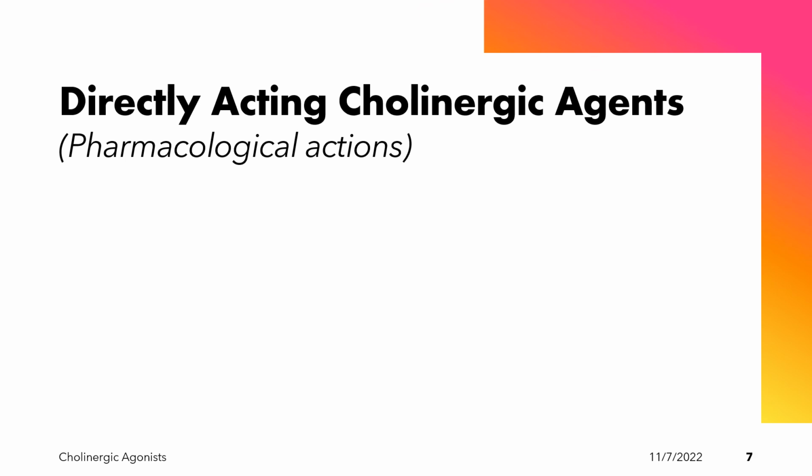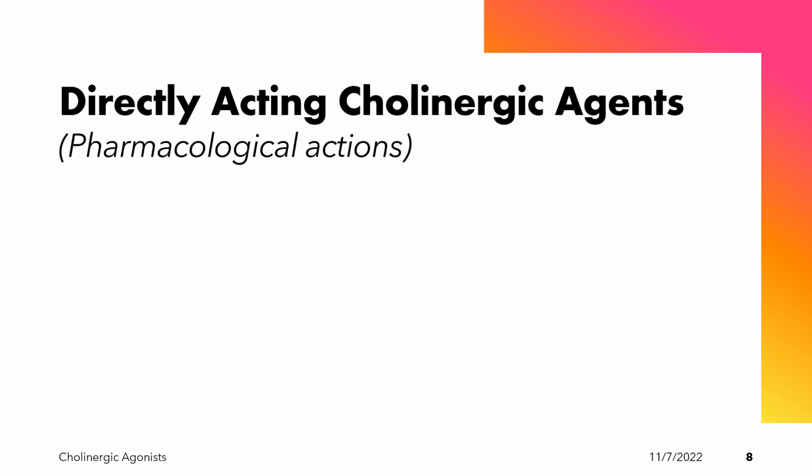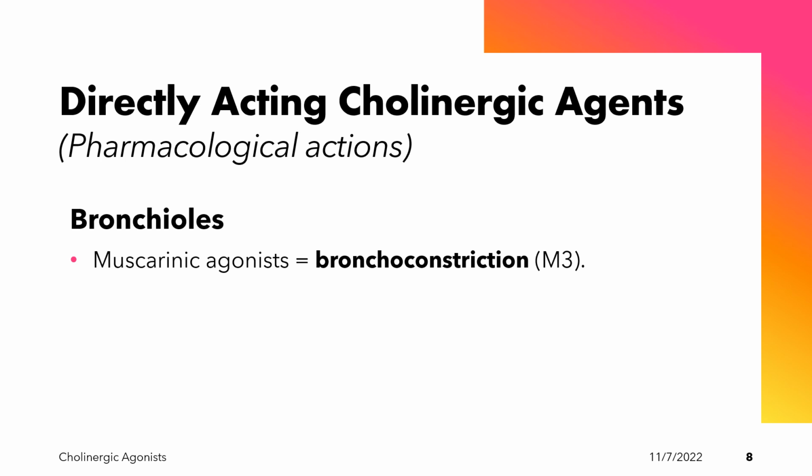Hence, muscarinic agonists can act on the M3 receptors that are present on the vascular endothelium and release the neurotransmitter nitric oxide, causing relaxation. Now proceed to the bronchioles. What muscarinic agonists do in the bronchioles is that they act on the M3 receptors to produce bronchoconstriction. They can also increase the bronchial secretions, and all of these are important in patients with asthma or chronic obstructive pulmonary diseases.